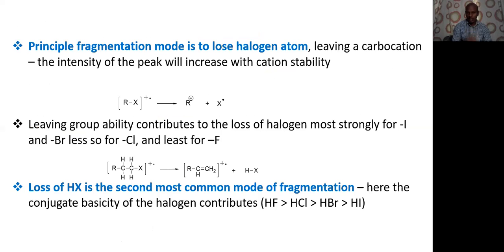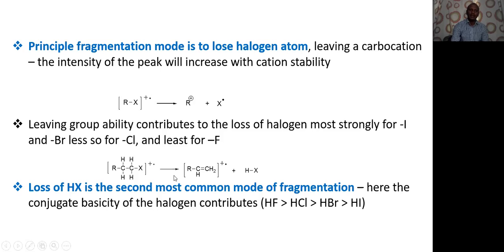Then the fragmentation, how it happens. The fragmentation here is one of the fragmentation modes. For a halogen compound, X represents the halogen, and this is the molecular ion. The molecular ion undergoes fragmentation, and one mode is the loss of a halogen atom as a radical.